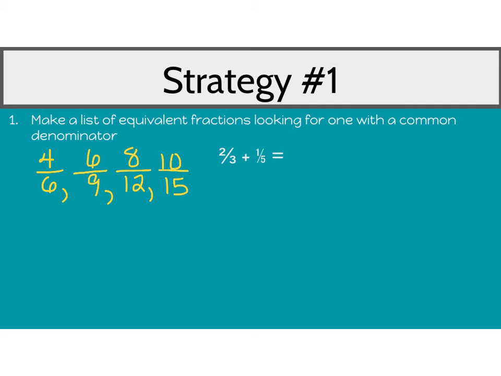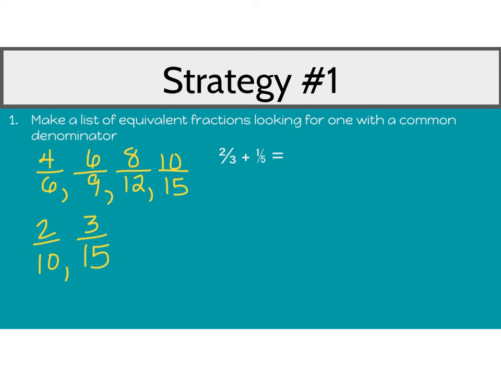And I'm going to see how I'm doing. So I'm going to take 1/5 and I'm going to multiply that times 2, which is going to give me 2/10, times 3 is going to give me 3/15. Now, if you'll notice, I have a 15 here as a denominator, and I have a 15 here as a denominator. So that means I can use 15 as my denominator to do this problem.